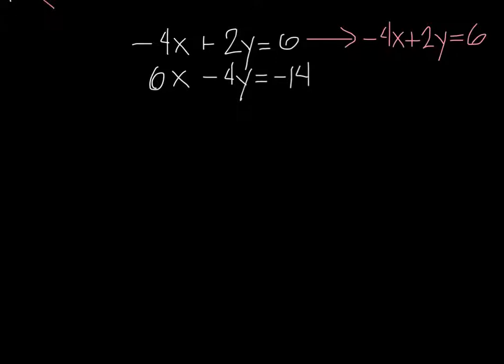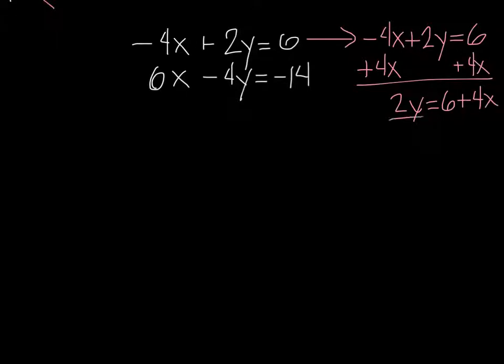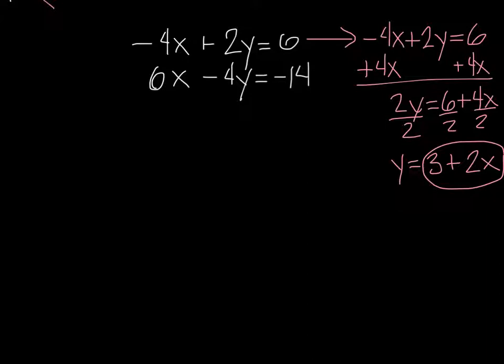So I'm solving for the y, which means I need to move the 4x over. So I'm going to add 4x to both sides. Now we have 2y equals 6 plus 4x. Then I divide everything by 2, everything gets divided. And I get y equals 3 plus 2x. So that's my substitute. I'm going to take that and plug it in for the y in the other equation. Notice I don't have an arrow on that one.